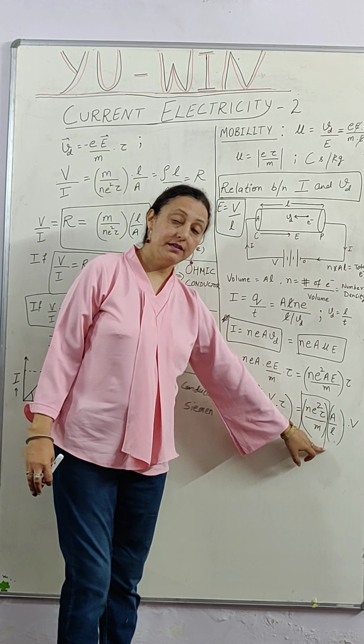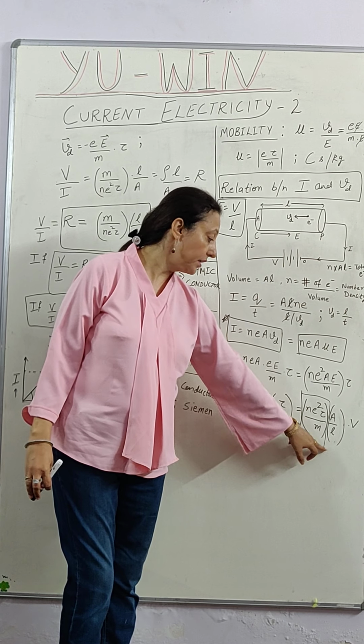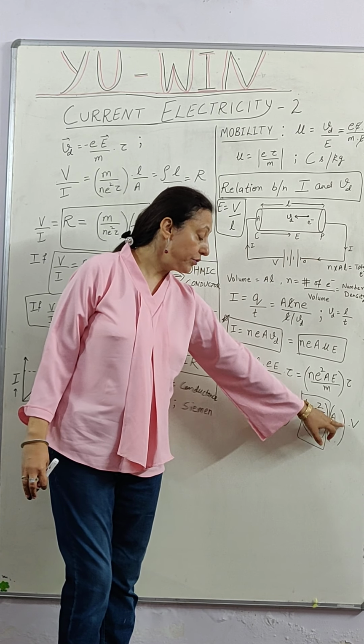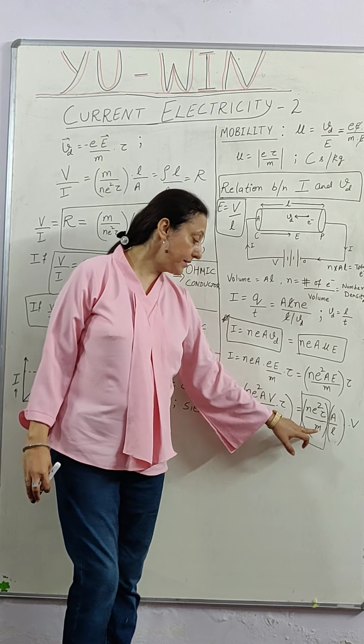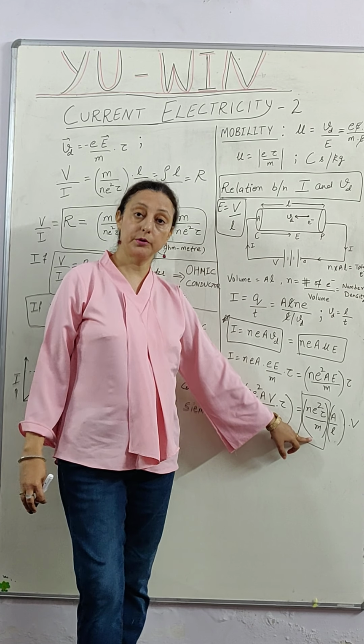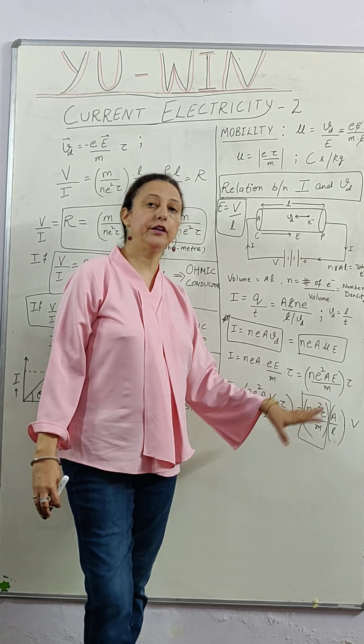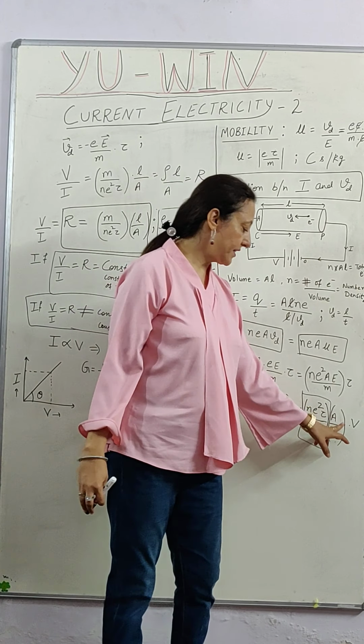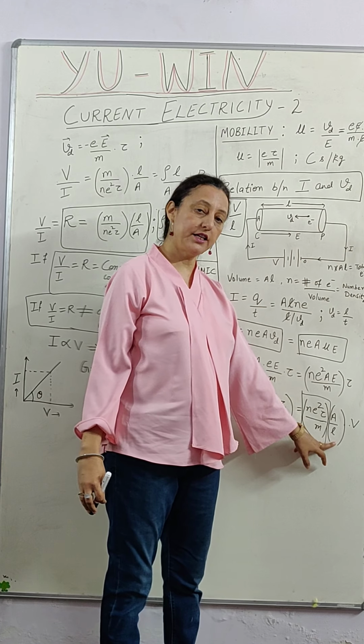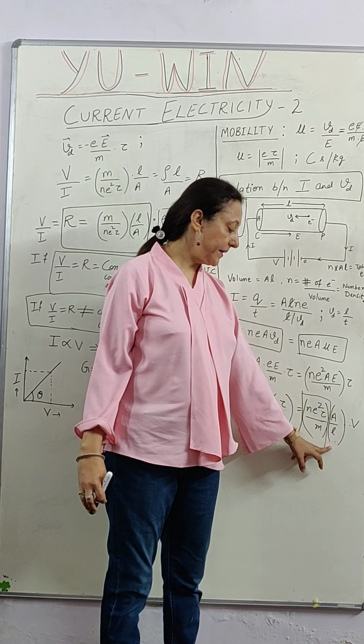A by L is basically different for different material. It depends on your requirement. This is an external factor. This is internal. If you talk about copper at room temperature, then this term ne square tau by m will be fixed for any copper material, whether its area is less or more, length is small or large. But A by L depends on our requirement.